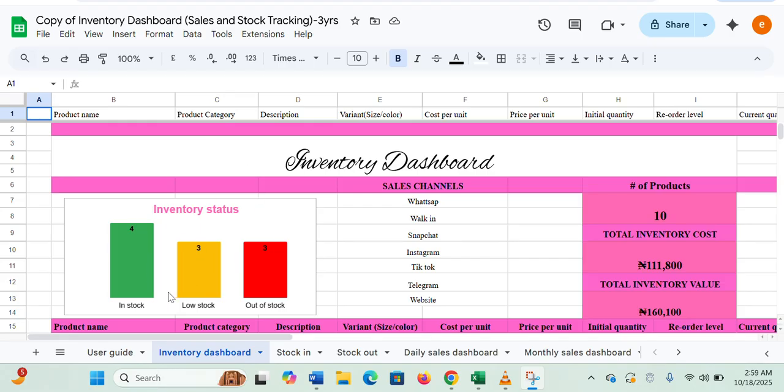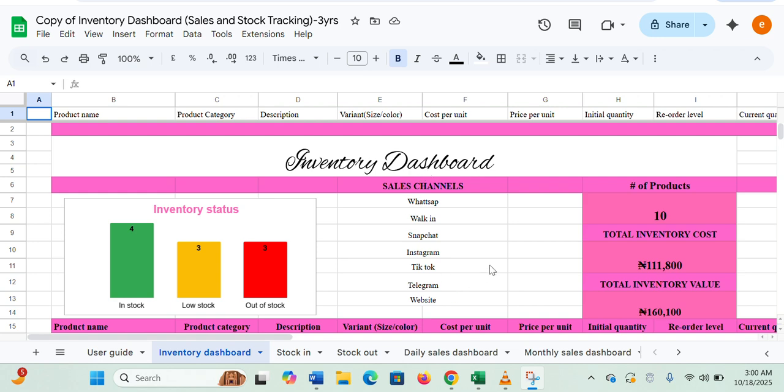In this inventory status, you have three categories: in stock, low stock, and out of stock. In stock means the products you have in stock. Low stock means, I am running low on this particular product. Out of stock means you no longer have this particular product. For example, the numbers above show that you have four products in stock, three products on low stock, and three products out of stock. That makes sense because you can see that you have 10 products: 4 plus 3 plus 3 is 10.